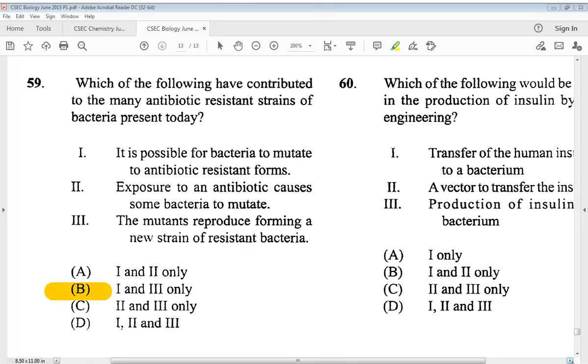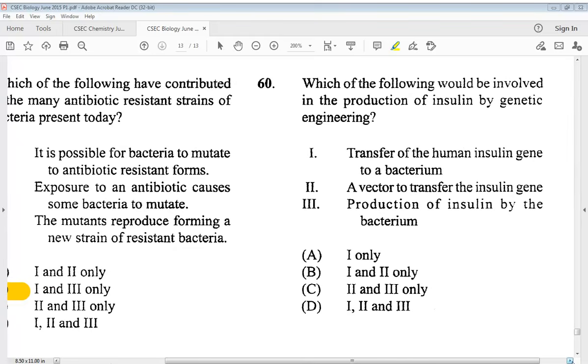60. Which of the following would be involved in the production of insulin by genetic engineering? 1. Transfer of the human insulin gene to a bacterium. 2. A vector to transfer the insulin gene. 3. Production of insulin by the bacterium. The answer for 60 is D, 1, 2, and 3. So there you have it.